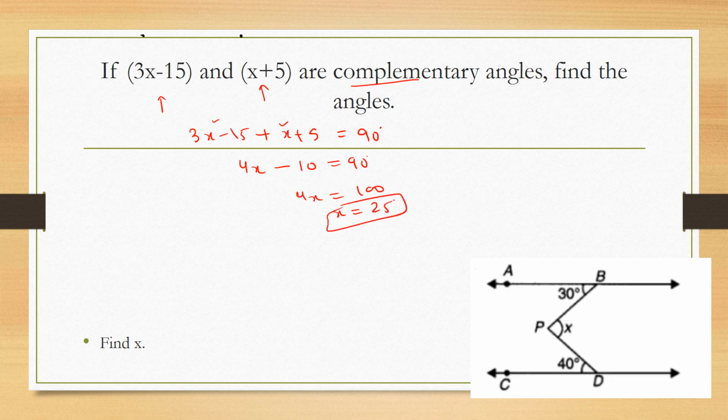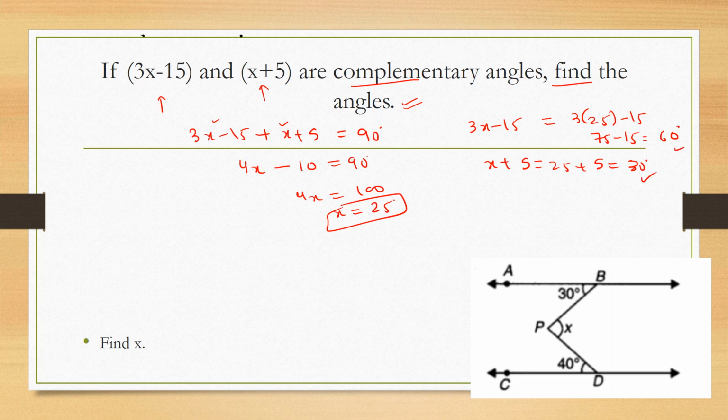Correct? We have to find out the angles. So at this point you can make a mistake by just finding the value of x and leaving the question. No. Read the further question. It is asking us to find out the angles too. So you have to substitute the value of x here. 3 into 25 minus 15. 25 3s are 75 minus 15. That is 60 degrees. And the other will obviously be 30, because the sum should be 90 in case of complementary angles.